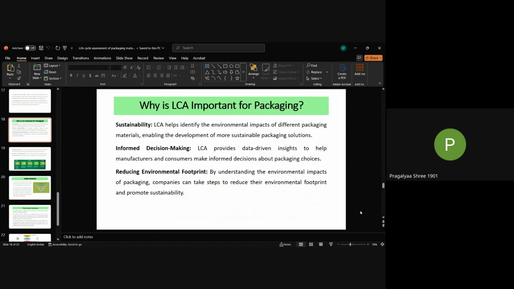So sustainable means we can further use them repeatedly, and you can use the packaging material for further converting one package into another packaging material like this. Okay, so enabling the development of more sustainable packaging solutions is the main thing in this case. Then informed decision making. LCA provides data-driven insights to help manufacturers and consumers make informed decisions about disposing them, and then reducing environmental footprint. By understanding the environmental impact of packaging, companies can take steps to reduce the environmental footprint and promote sustainability.